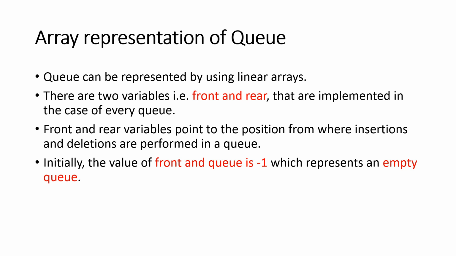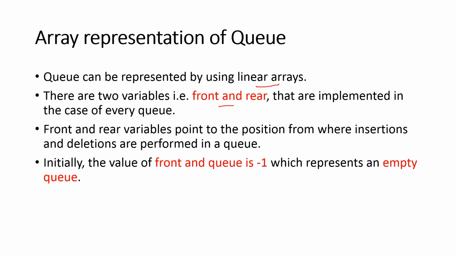Now, array representation of queue. A queue can be represented by using linear arrays, with sequential elements arranged one after another. That is an array. So, a queue can also be represented by using linear arrays. Two variables, front and rear. The front and rear variables point to the position from where insertions and deletions are performed in the queue.